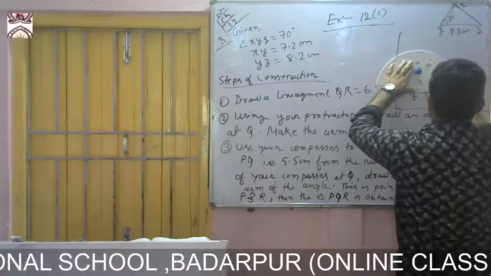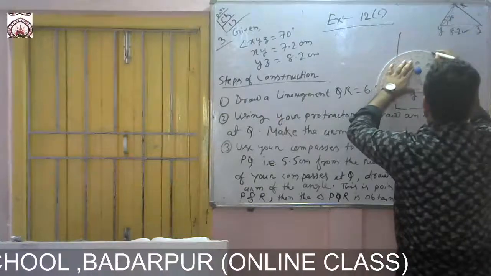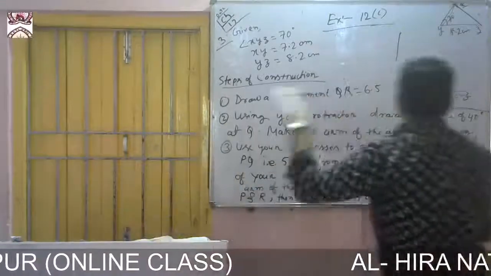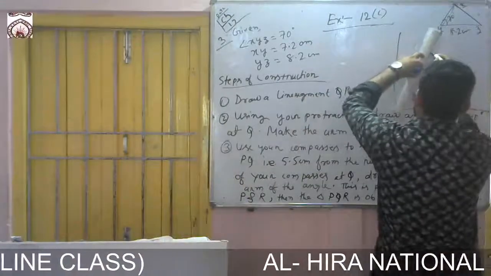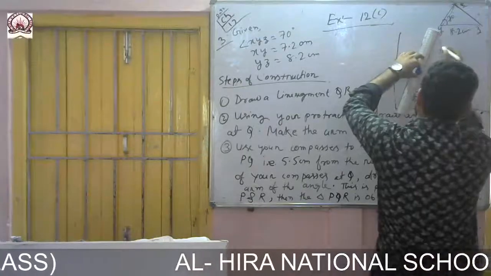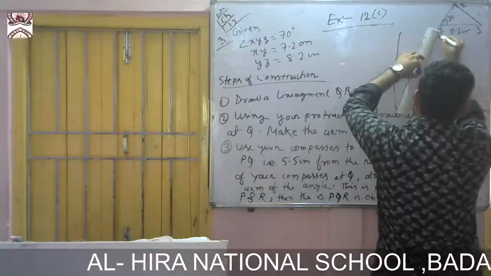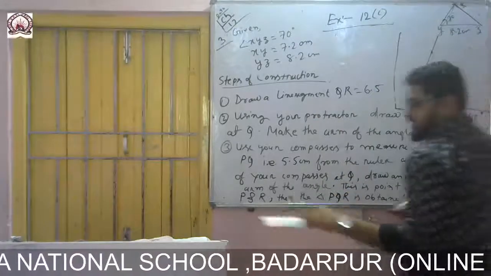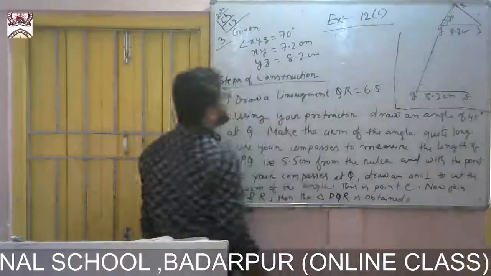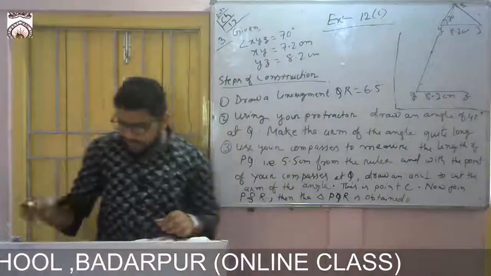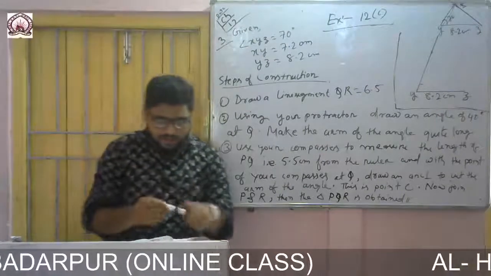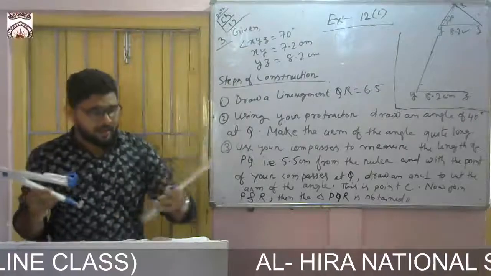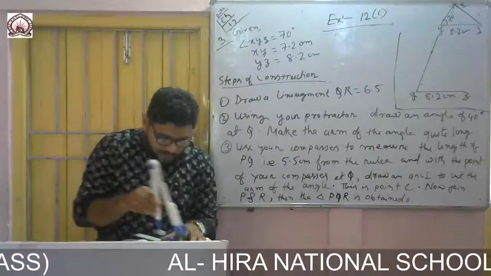So 10, 20, 30, 40, 50, 60, 70. 70 is here. Okay, now make the arm of the angle long. Now from your ruler you need to take XY, 7.2. So XY, all are the same. XY is 7.2, you take it from the ruler as I showed earlier.